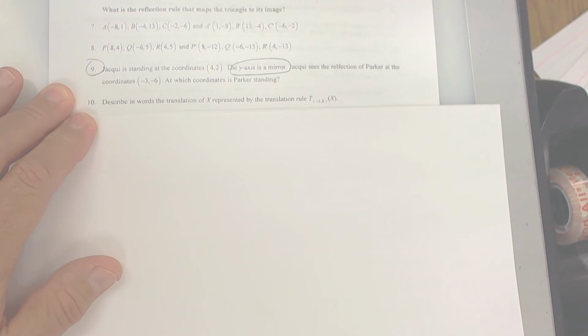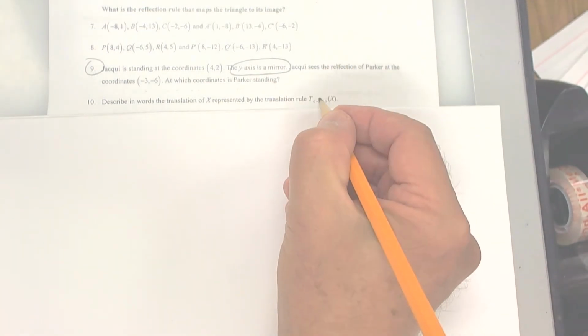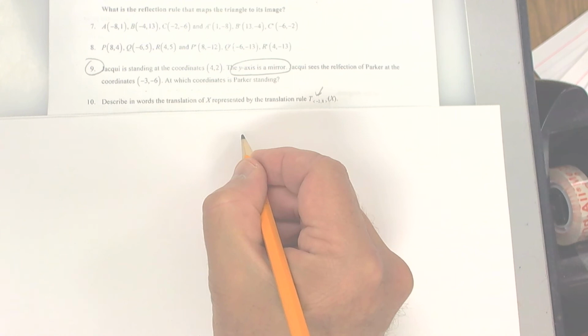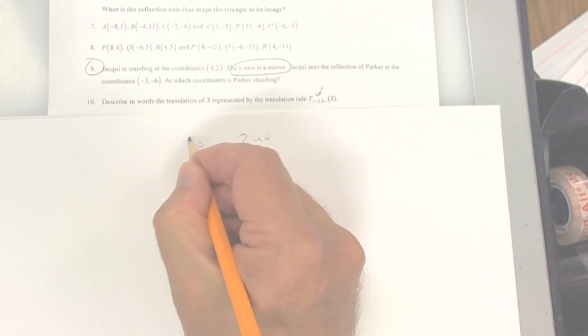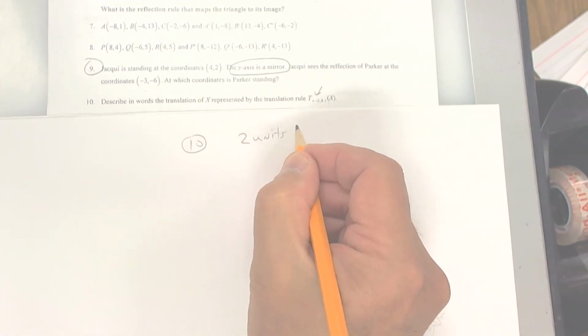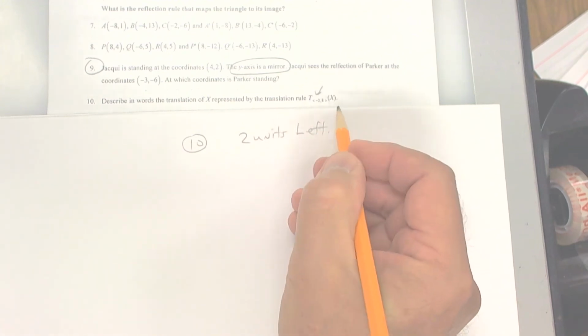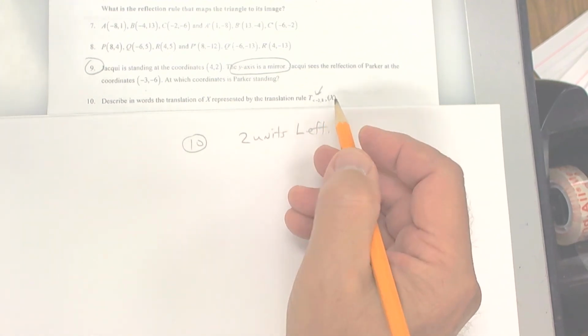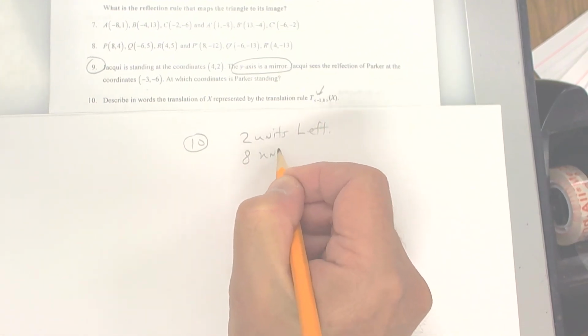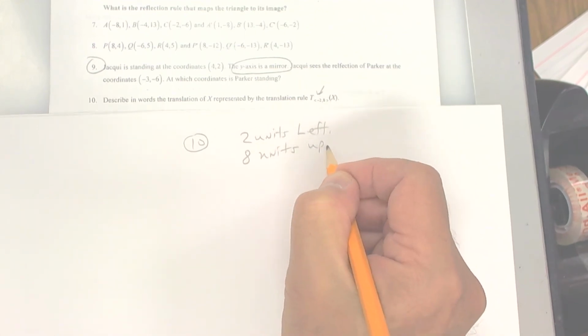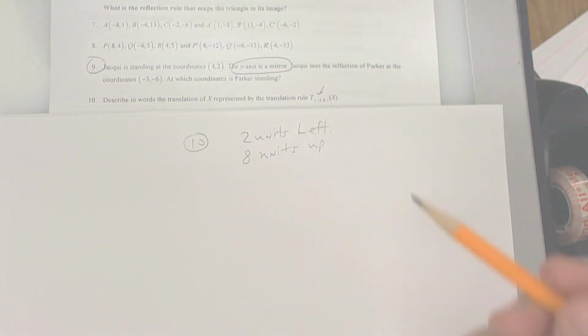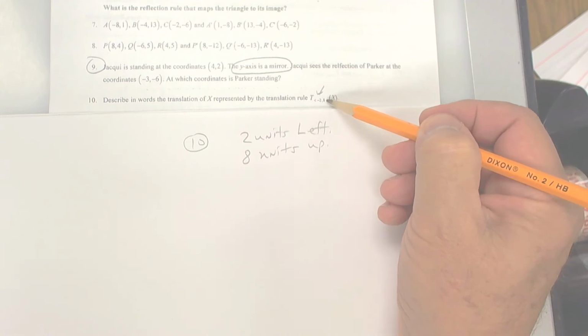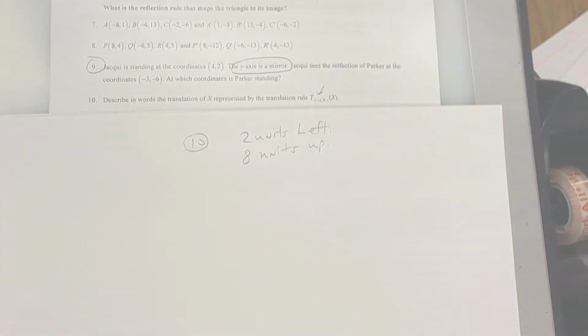Number 10, describe in words the translation of x represented by that translation. Well, what you're doing on number 10 is you're going 2 units to the left and 8 units up. So this is a translation. You're moving it to the left 2, and then up 8. And that's all you do for that one.